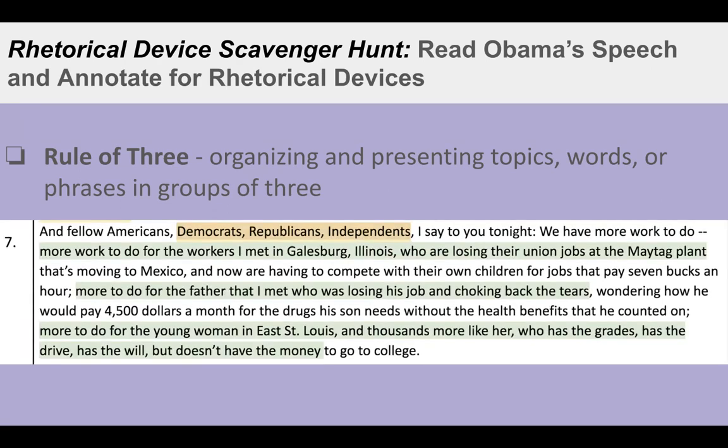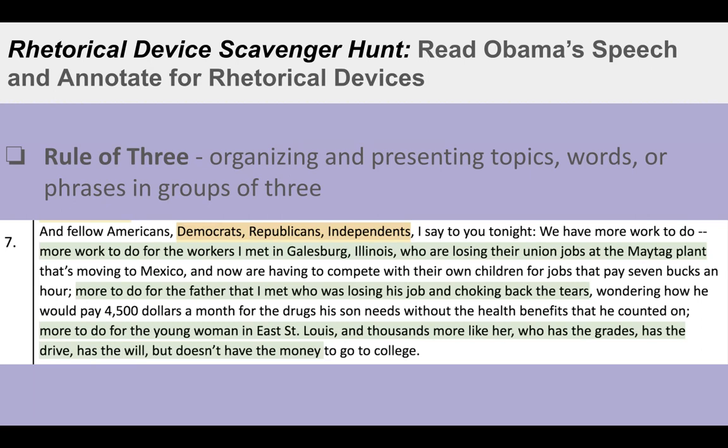The second use of the rule of 3 is seen as he talks about how we have more work to do. In order to show that he has more work to do, he names 3 different specific examples. We have more work to do for the workers I met in Galesburg, Illinois. We have more work to do for the father I met who was losing his job and choking back tears. We have more work to do for the young woman in St. Louis, and thousands more like her, who has the grades, has the drive, has the will, and doesn't have the money to go to college.